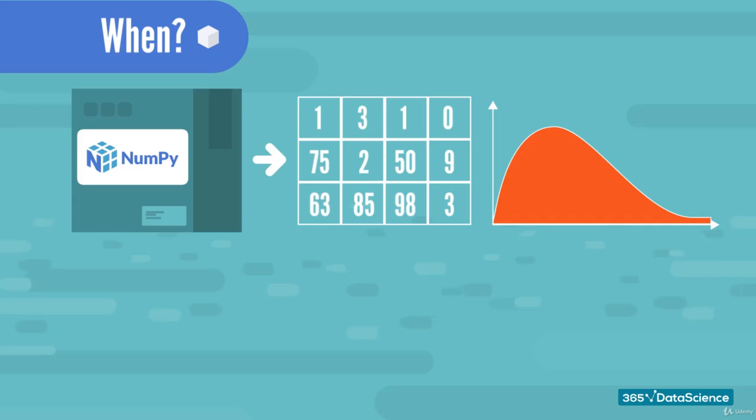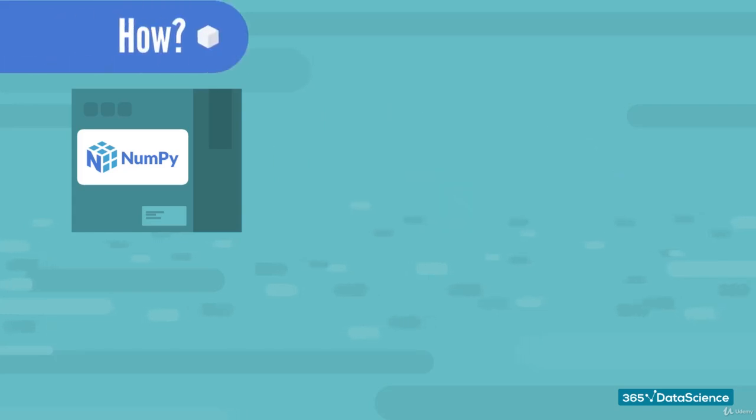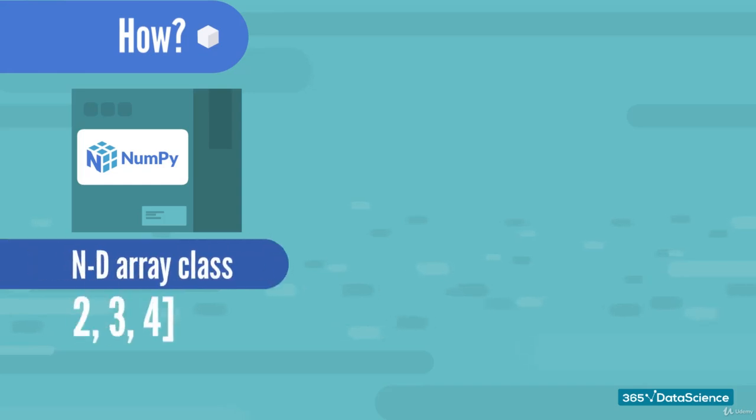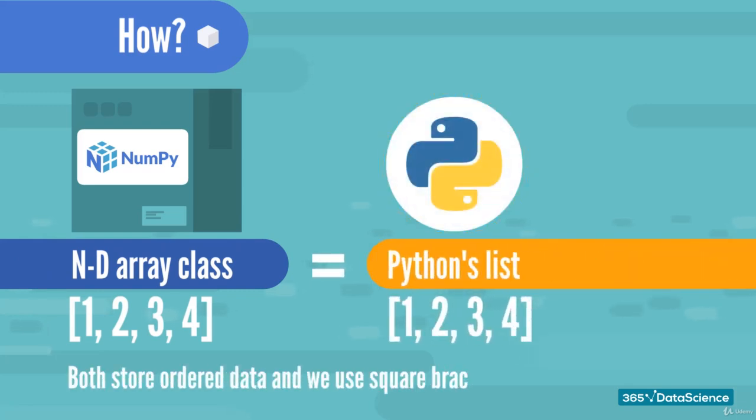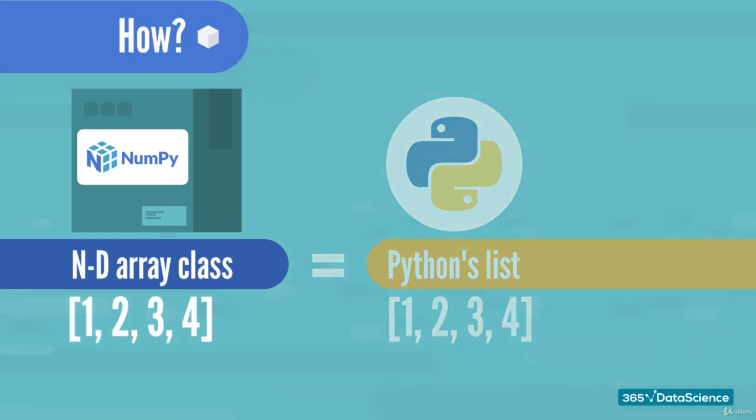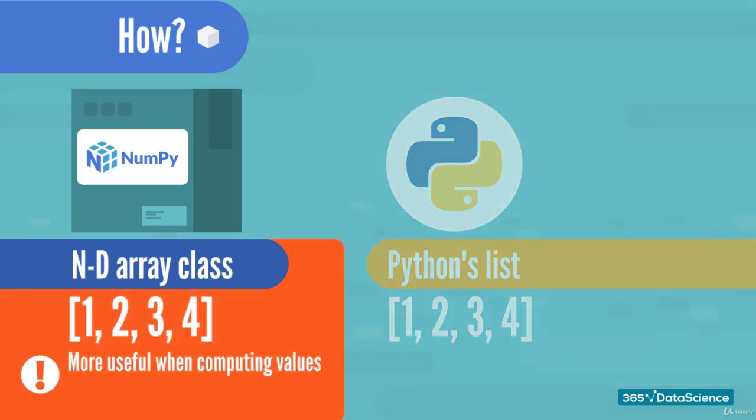Alright, we covered the what, the why, and the when, so now it's time to talk about how to exploit NumPy to the fullest. For starters, its biggest asset is its NdArray class. On a superficial level, these arrays resemble Python lists because they store ordered data, and we use square brackets to display them. However, unlike lists, arrays are far more useful when it comes to computing mathematical values. This is because array operations work element-wise. If the latter term sounds somewhat unclear, please don't worry. We'll explain it in the next lectures in detail.